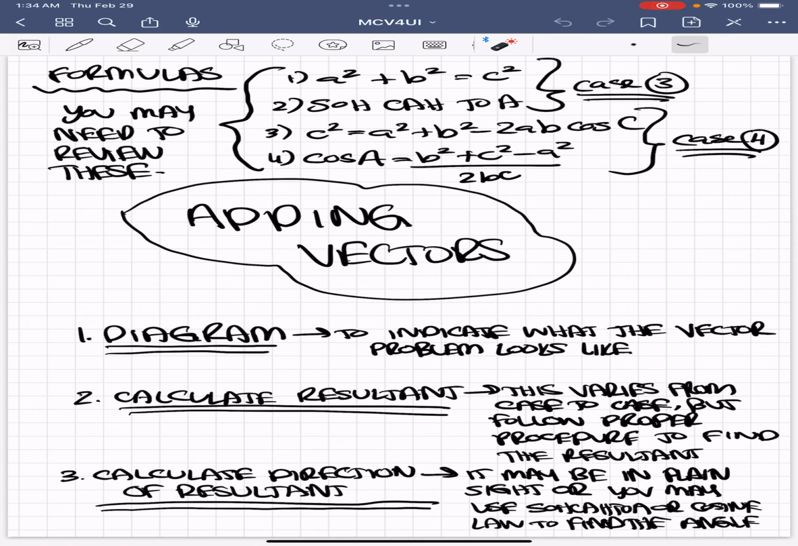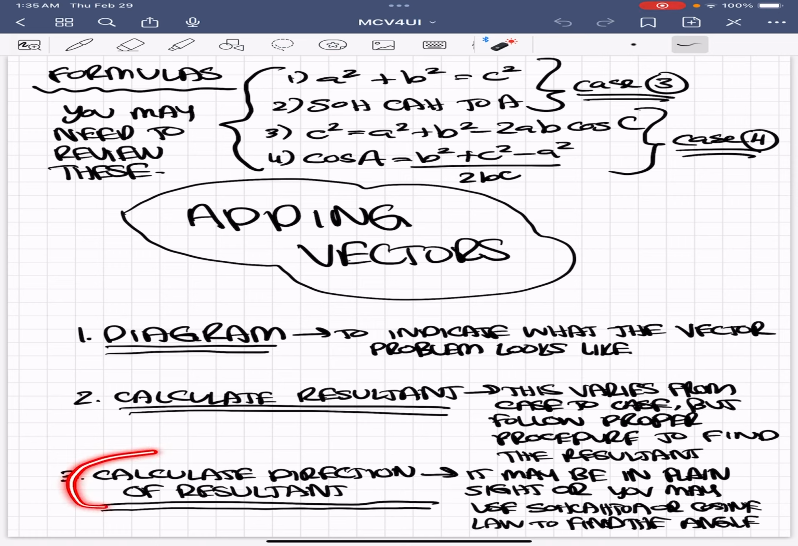And for solving the vector questions, the process is the same for each case. There are 4 cases in which we add vectors, and so here's the process. We have diagram, so we indicate what each vector problem looks like. We have calculate the resultant. So this varies from case to case, but follow proper procedure to find the resultant. It can be very easy or it can be very difficult.